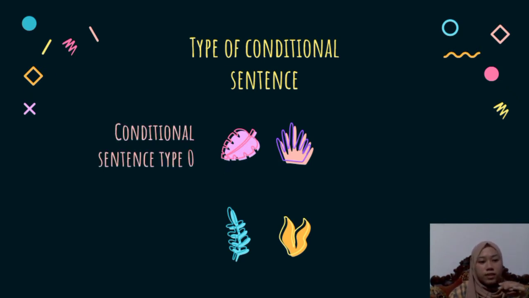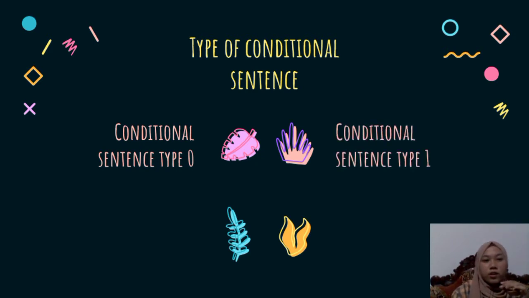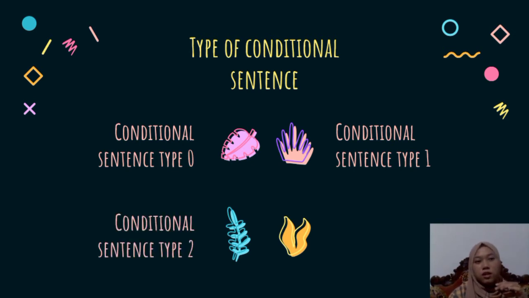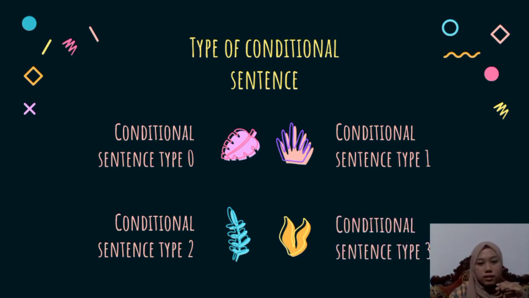Okay, the first type is conditional sentence type 0. And in the second, conditional sentence type 1. And in the third, conditional sentence type 2. And in the last, conditional sentence type 3.